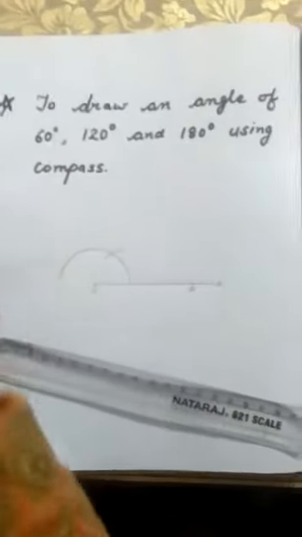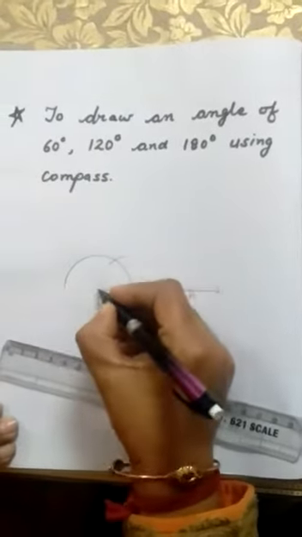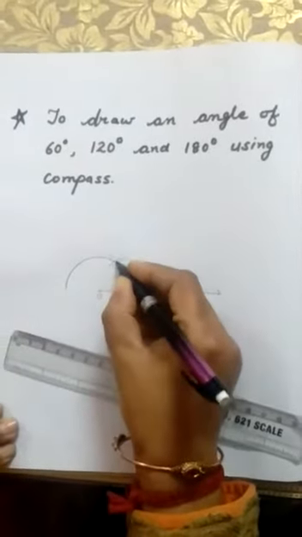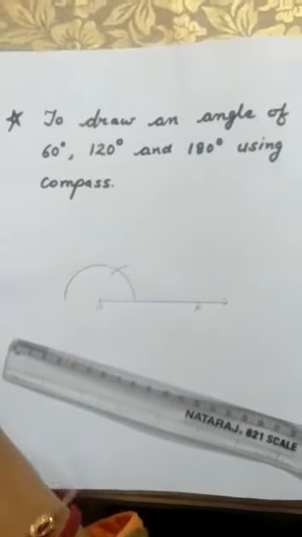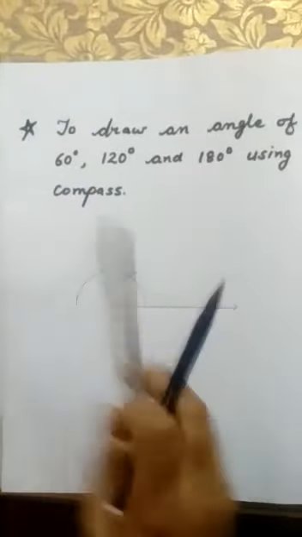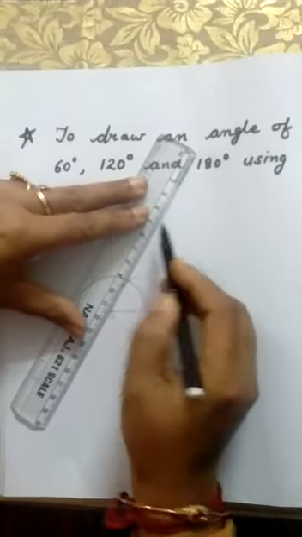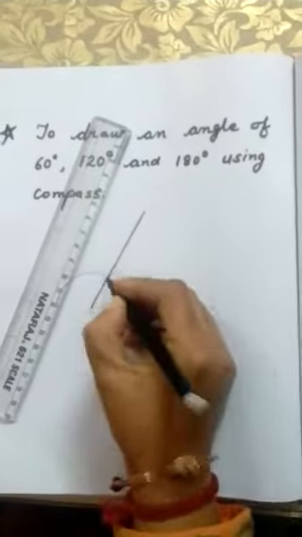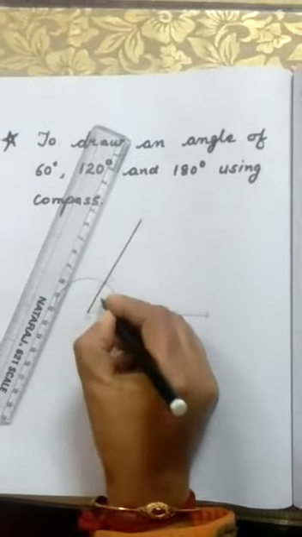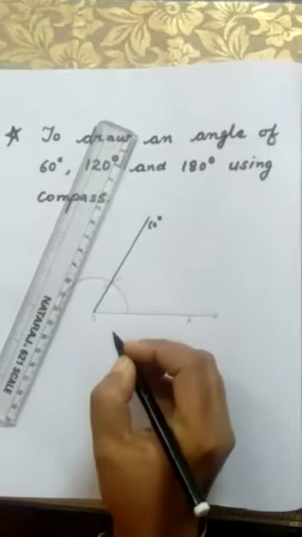Now take the pencil and join these 2 points, point O and this point where the arc is cut. Very carefully you will join these points. Now this is the angle of 60 degree. At this line you got the angle of 60 degree.